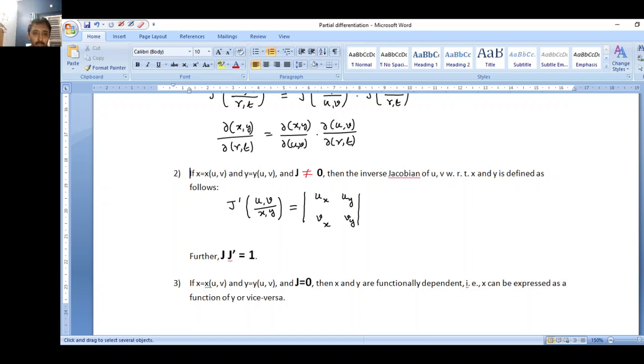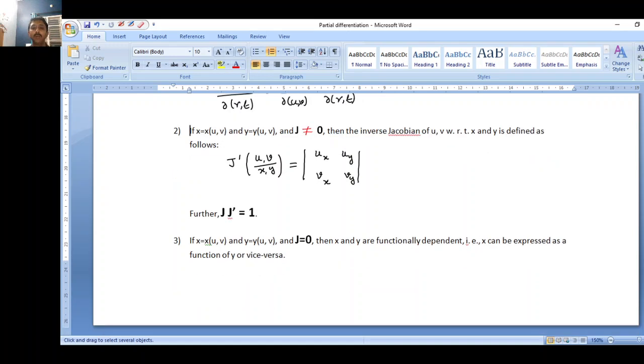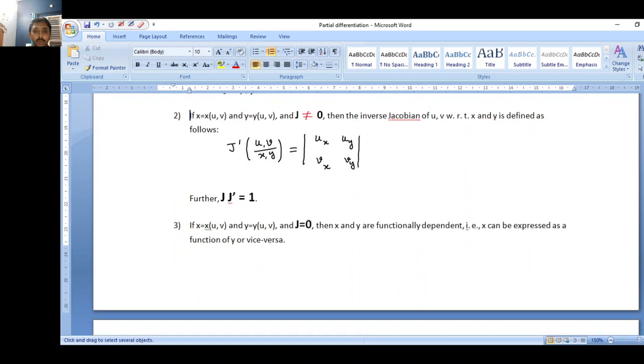This is how we find the inverse Jacobian, and it so happens that the product of the Jacobian and its inverse is always going to be 1 as long as J is not equal to 0, right? This is the second property, and the third property talks about the case when the value of the Jacobian is equal to 0. If J is equal to 0, then x and y turn out to be functionally dependent. And what do you mean by functional dependence? It means that you will be able to express x in terms of y or y in terms of x, provided the value of J is equal to 0.